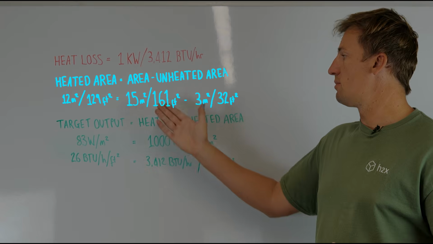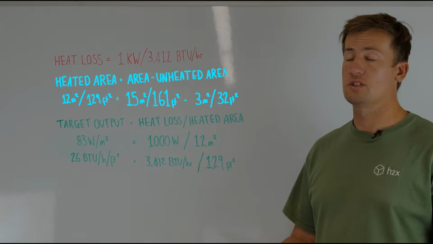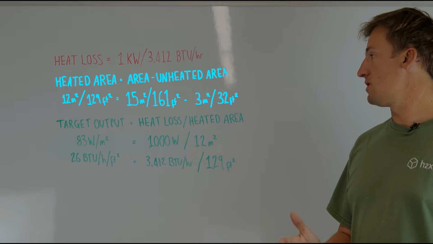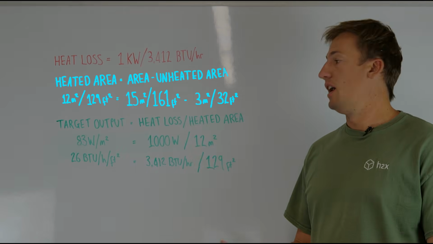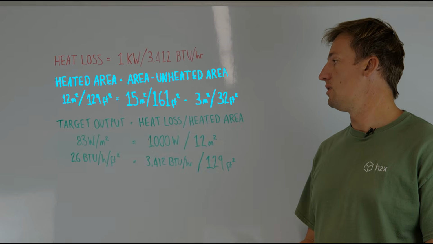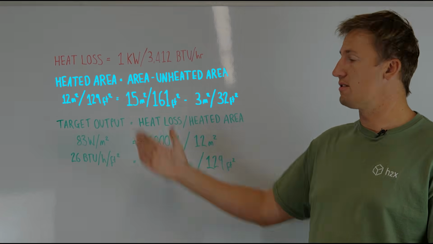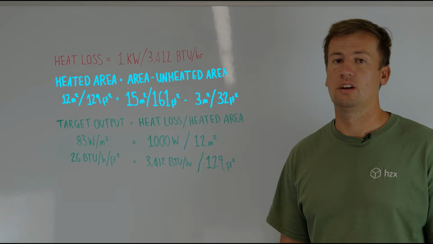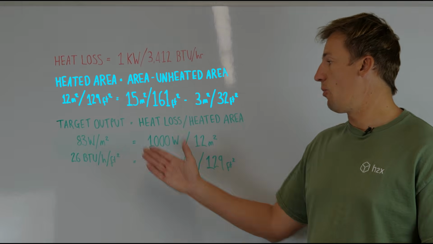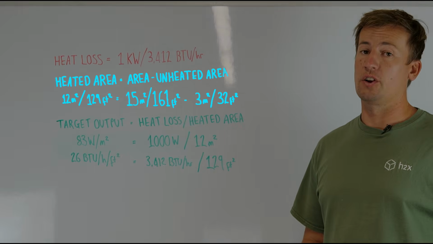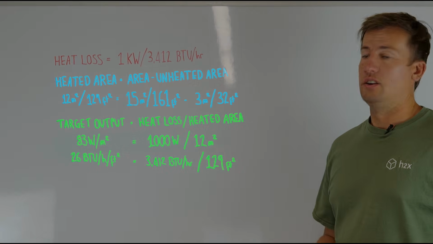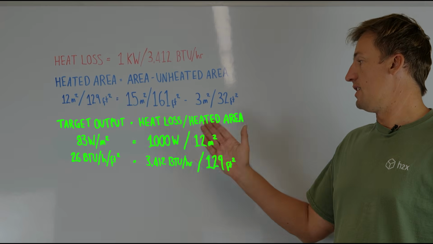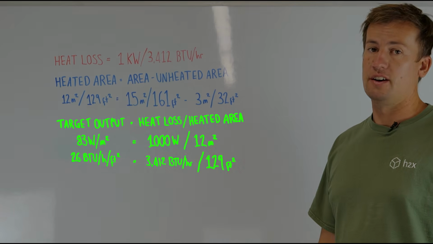Just to work through this, you might have a 15 square meter or 161 square foot room, but this kitchen island is 3 square meters, which is 32 square feet. To work out our heated area, we just need to subtract that, and that leaves us with 12 square meters and 129 square feet to work with. It's important to get that right because now we're going to look at the target output on an area basis. Now we have that part correct, it means the target output will be correct too. It's simply the heat loss divided by the heated area.